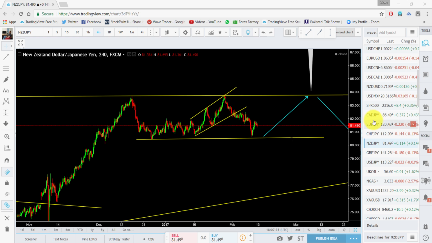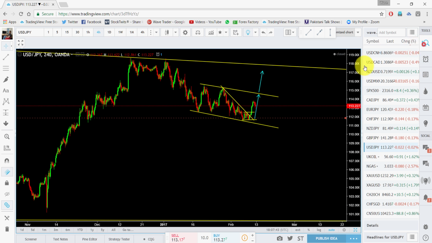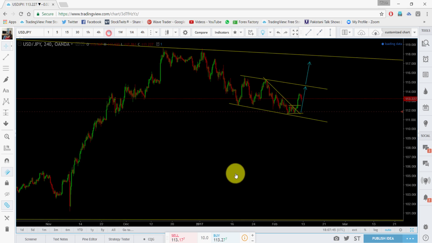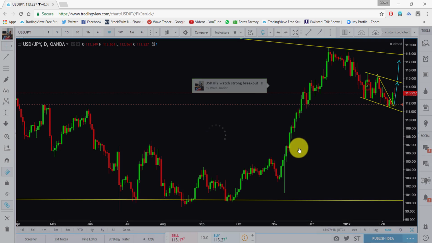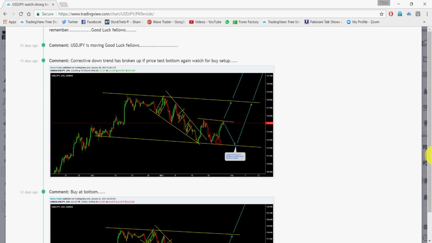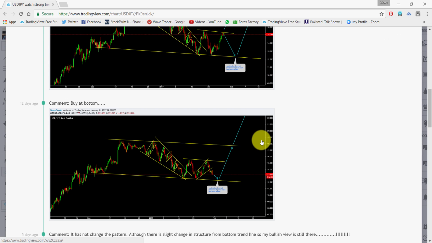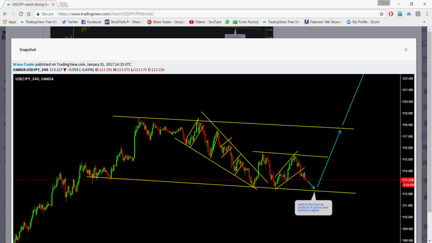So on euro yen, I'm neutral at the moment, and neutral on pound yen. On USD yen, let me bring back the idea so that I can recall the previous one. Okay, so this move completed here. So we can see that price slightly changed the formation or the ranges from the bottom. Yeah, here at this place it slightly changed the ranges.